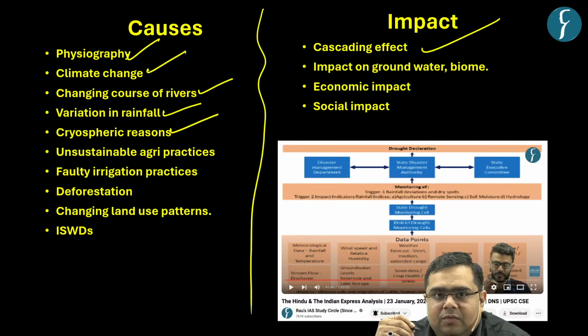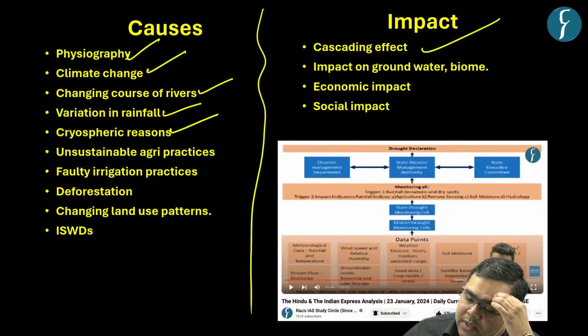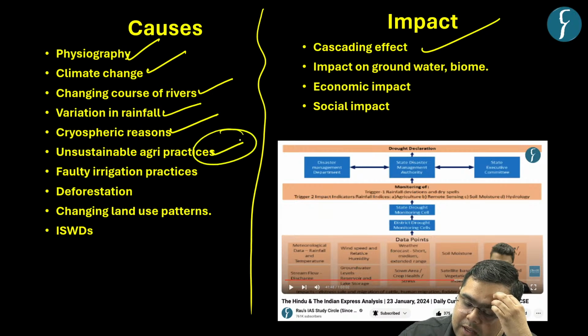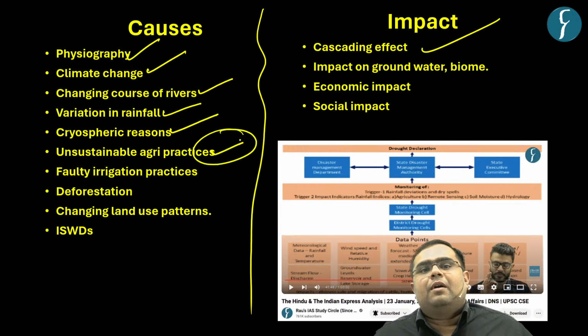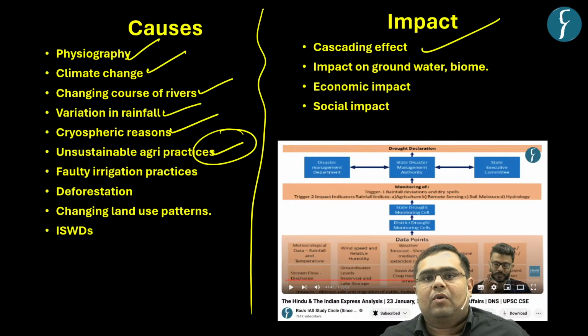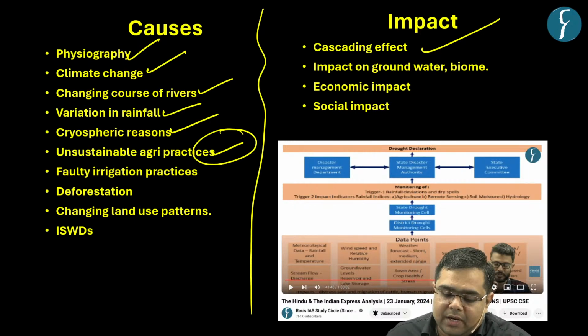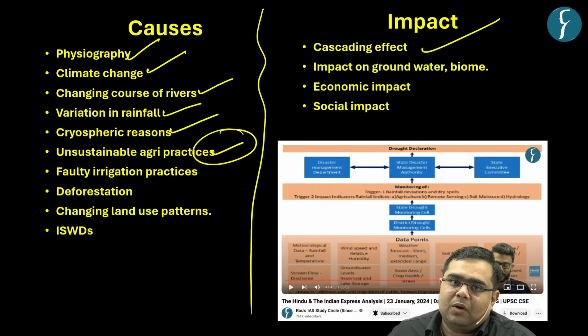So what are the cryospheric regions? Because of climate change, what will happen? Permanently frozen ice will melt, and once it is melting, it is not being replenished. So that leads to drought-like situations. Then unsustainable agricultural practices in states like Punjab, which are continuously using water guzzling crops like basmati rice, which are not suited for cultivation over there, are being used, right?